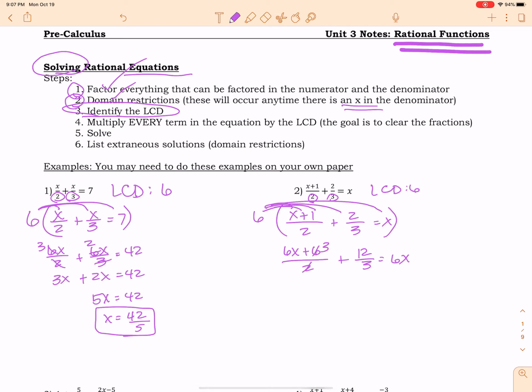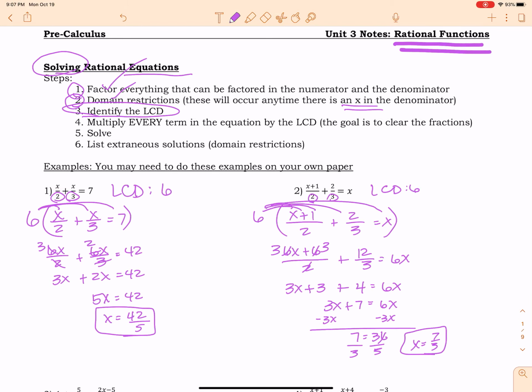2 goes into 6 3 times, so both of those will reduce. And by the way, the 2 has to go into both of those evenly in order for that to work, in order for us to get rid of our fractions. So now we end up with 3x plus 7 equals 6x. I subtract 3x from both sides. I end up with 7 equals 3x. And then, of course, I divide both sides by 3, and x equals 7/3.